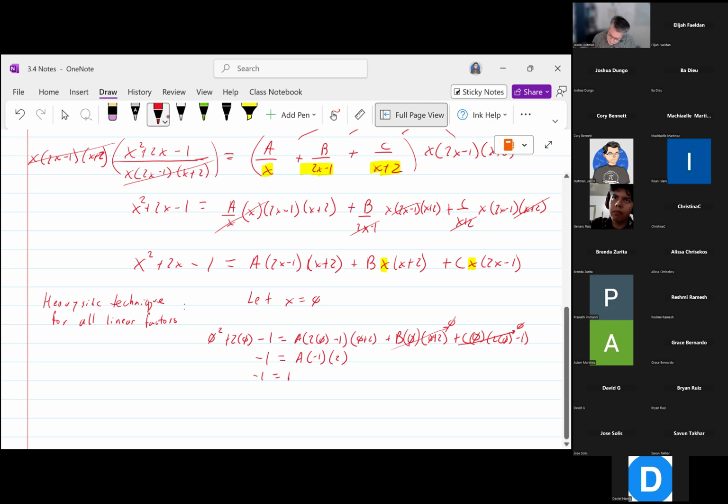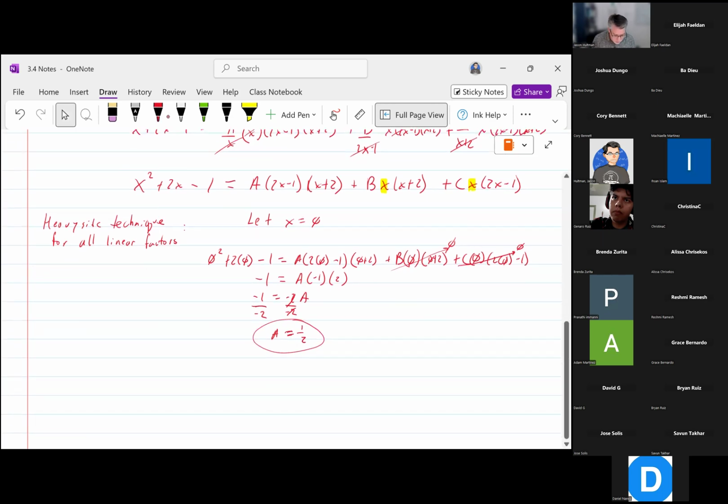So we end up with negative 1 is equal to negative 2a. Divide by negative 2. And we're left with a is equal to 1/2. And we've solved our first constant. Okay, so a is equal to 1/2. I'm going to circle that.